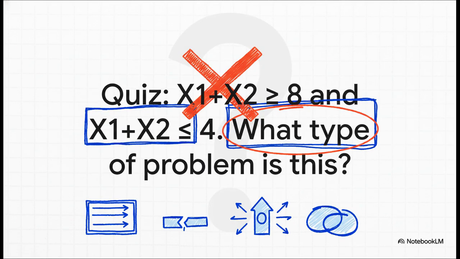Okay, time for a quick quiz. Look at these constraints. One says the sum of x1 and x2 has to be greater than or equal to 8. The other one says the sum has to be less than or equal to 4. What kind of problem is this? It's infeasibility. The rules are in direct conflict. There's no number in the world that is simultaneously bigger than 8 and smaller than 4.